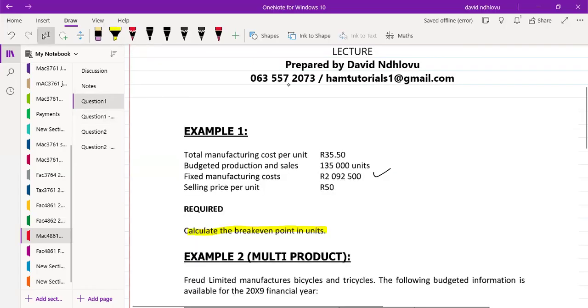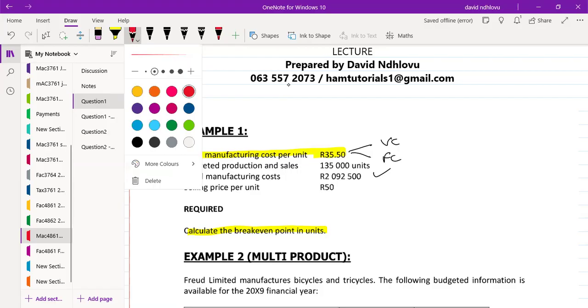However, if you go to the question, the contribution per unit is not given. But we have been given the total manufacturing cost per unit. Now, when we say total manufacturing cost, it is made up of the variable cost and the fixed cost combined. That's why it is your total manufacturing cost. So included in there is that fixed manufacturing cost that we have been given. So we need to find out the variable cost.